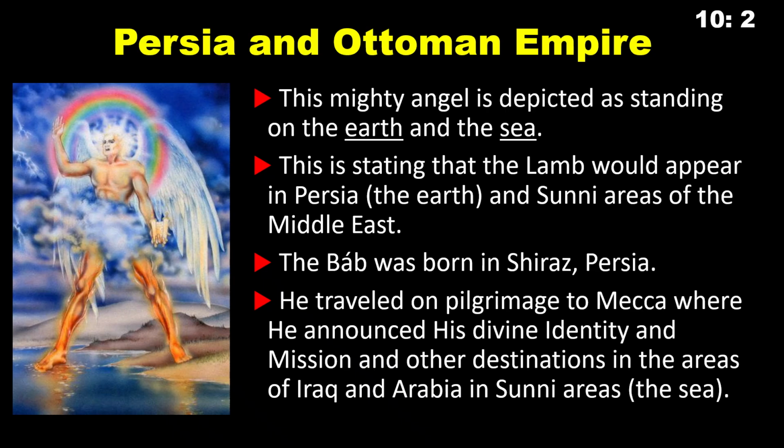This mighty angel is depicted as standing on the earth and the sea. This is stating that the Lamb would appear in Persia, the earth, and Sunni areas of the Middle East. The Bab was born in Shiraz, Persia. He taught his revelation in Persia. He traveled on pilgrimage to Mecca, where he announced his divine identity and mission to other destinations in the areas of Iraq and Arabia, in Sunni areas, which is the sea.